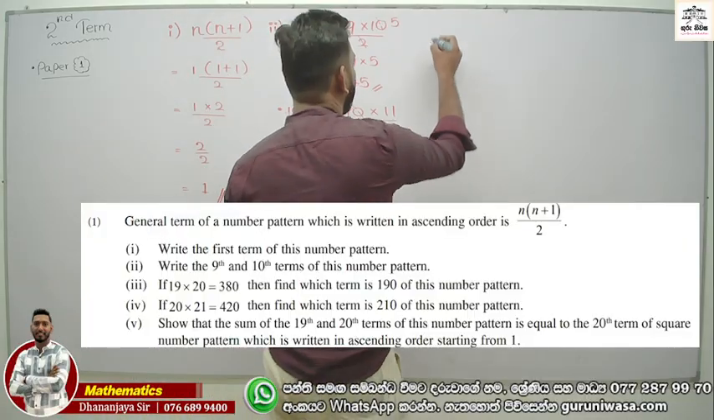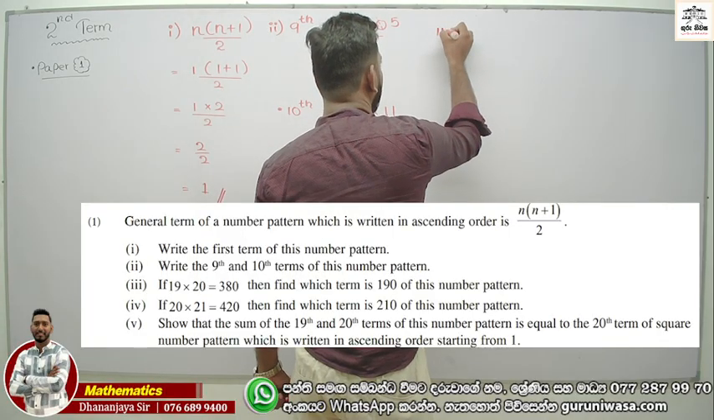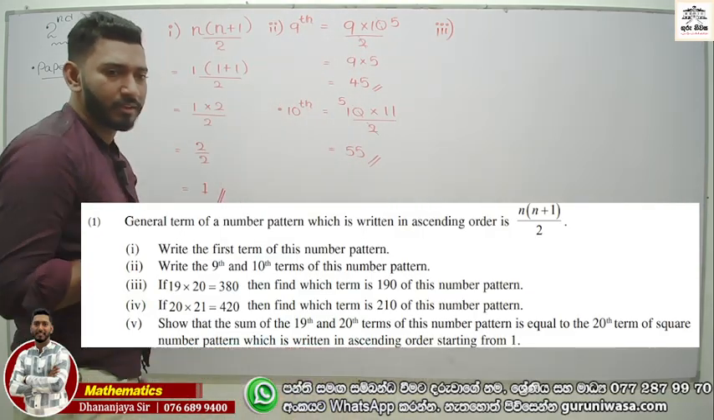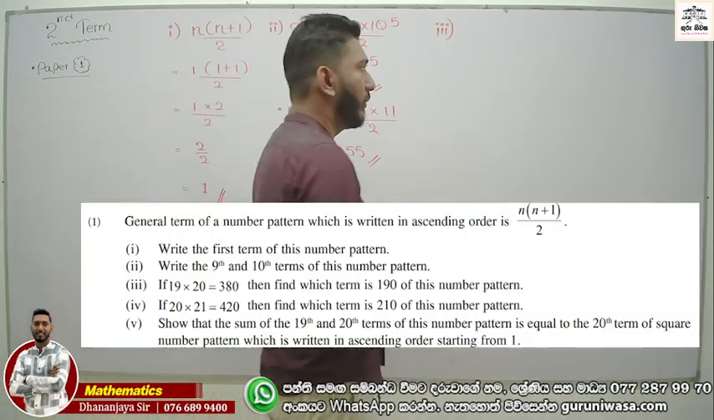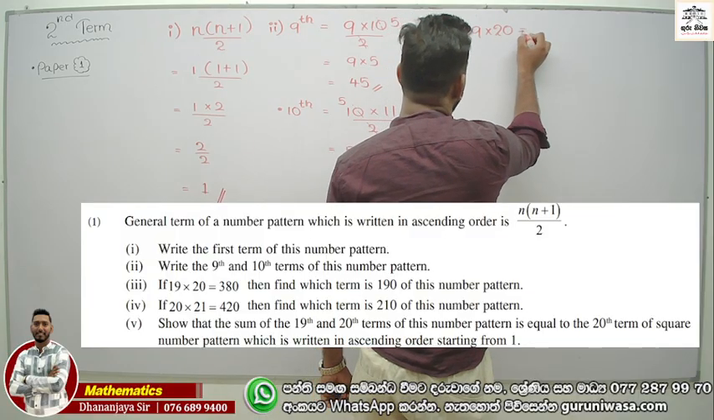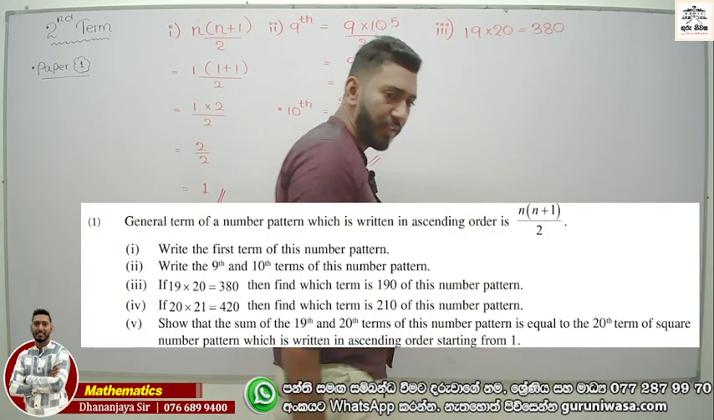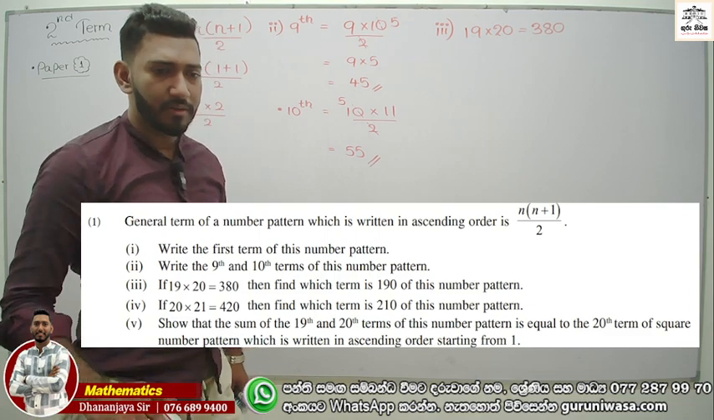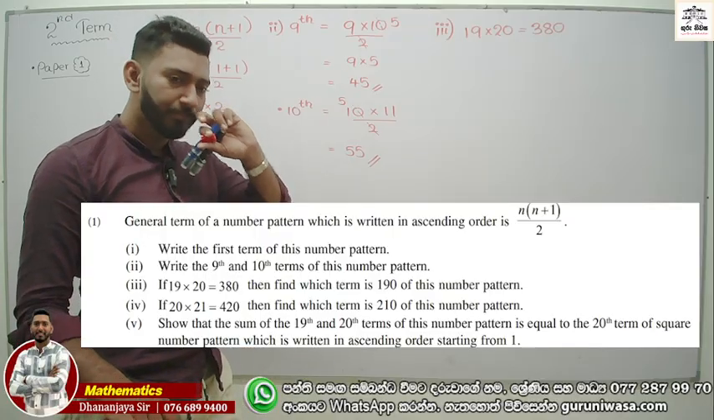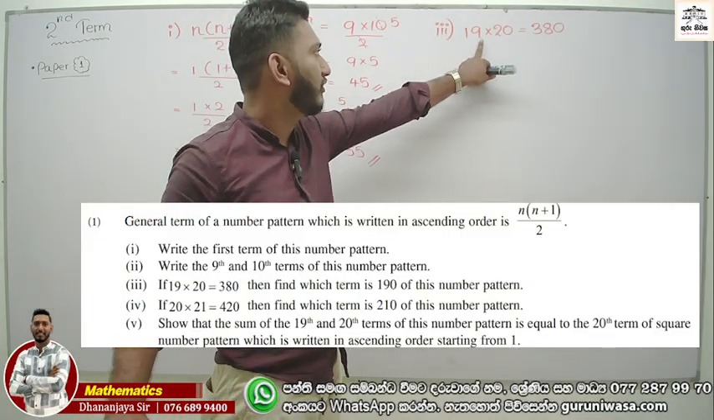Now look at the third question. 19 multiplied by 20 is a 380. Then find which term is equal to the 190 in this pattern. So we know 19 and the next number is 20.